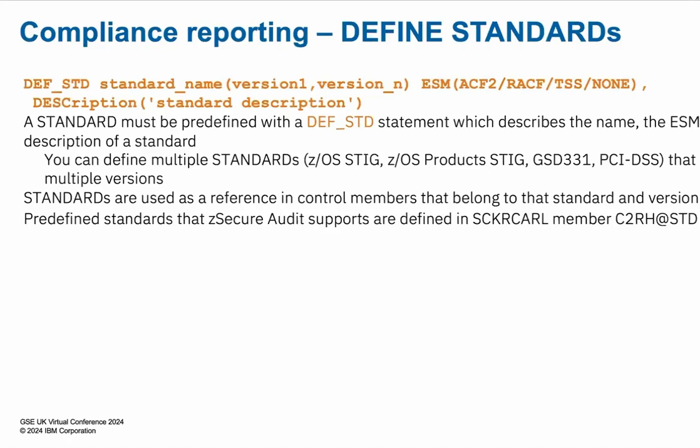And we also support our predefined standards. They're shipped with the C2RHSTD member. This is a zSecure CARLa member. You can also add your own standards, but the predefined standards are already shipped with that member.